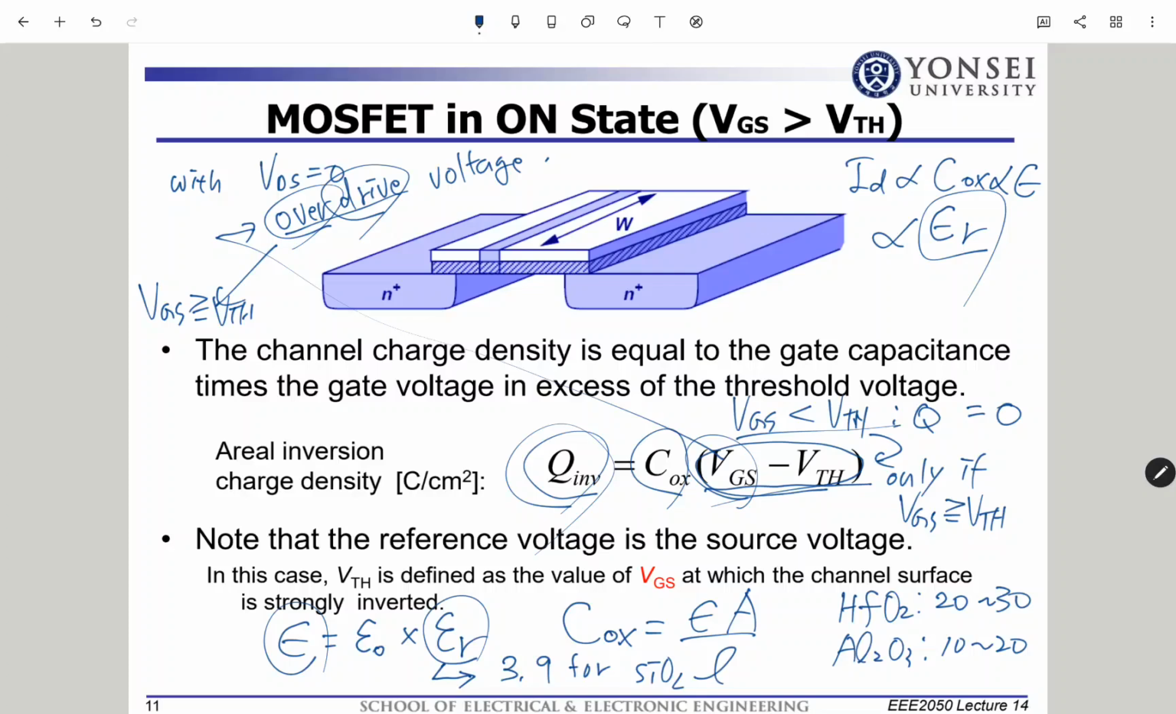Okay, what is parking mode then? VGS is less than V threshold. Therefore, no current flow. That's parking mode when you drive a car. Okay?